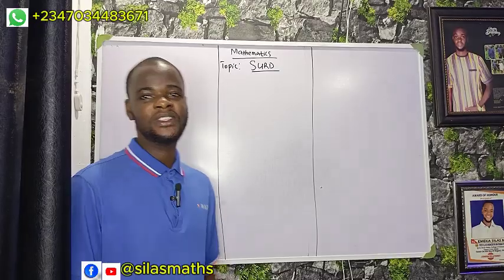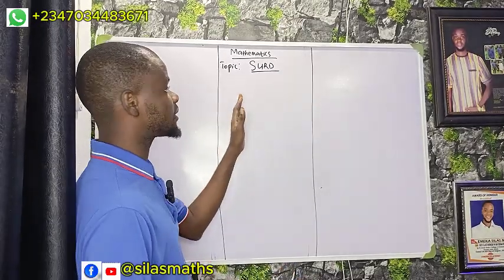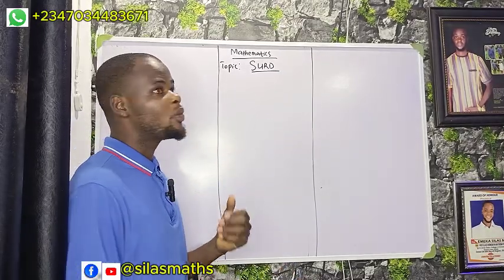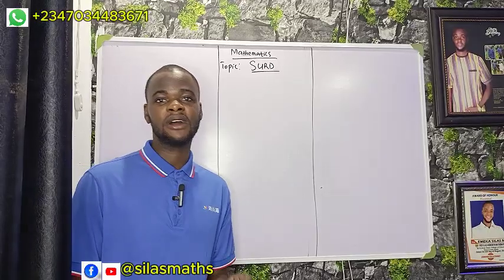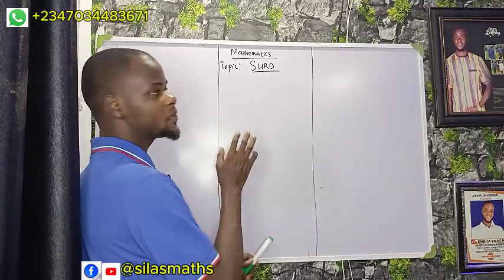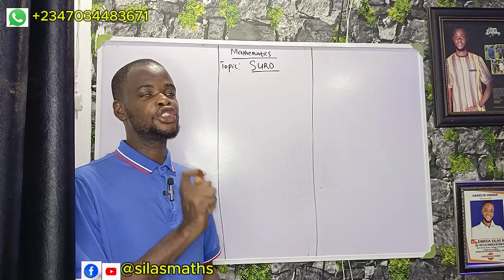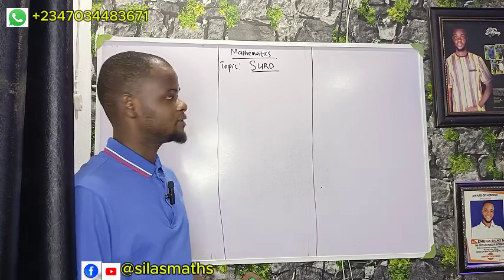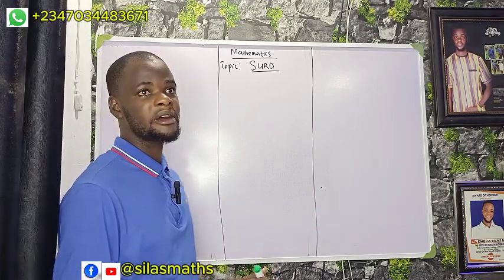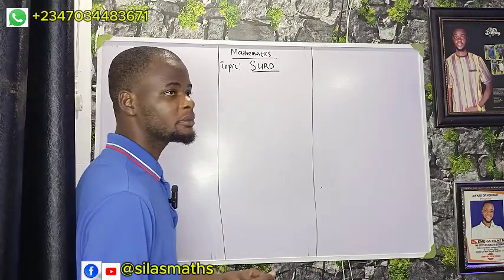Okay, without wasting much time, we're going to talk about surds today. So when we talk about surds, we're talking about square roots of non-perfect squares. Yes, square roots of non-perfect squares. What do I mean by non-perfect squares?